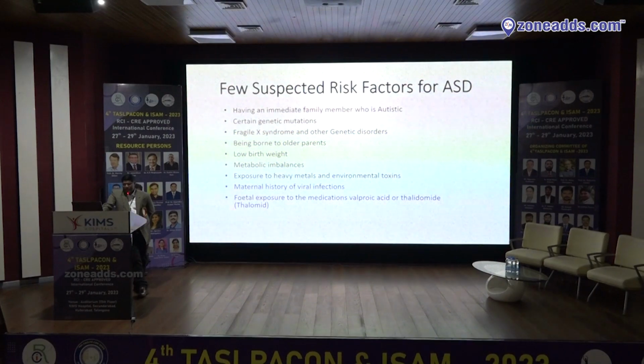Low birth weight is one of the most common things we are seeing nowadays. Premature birth, where we notice low birth weight. Metabolic imbalances and exposure to heavy metals and environmental toxins. Maternal history of viral infections and fetal exposure to medications such as valproic acid and thalidomide. And one more important factor I didn't mention: during pregnancy, the mother should not face any kind of stress. It's a very important factor, as a lot of disturbances happen after birth.